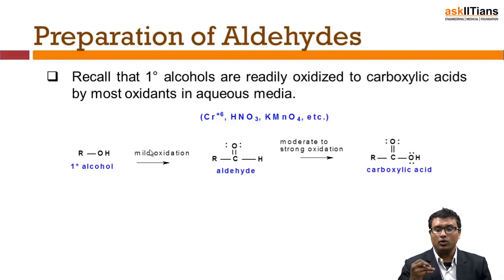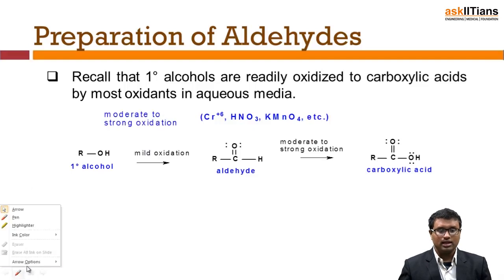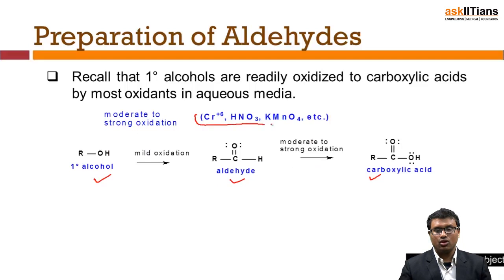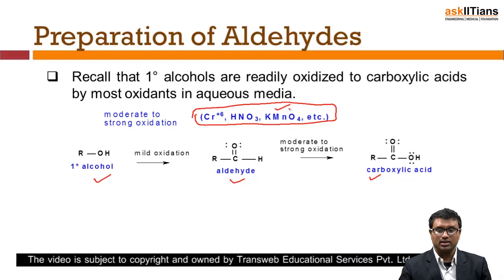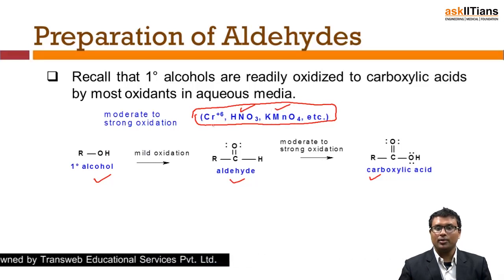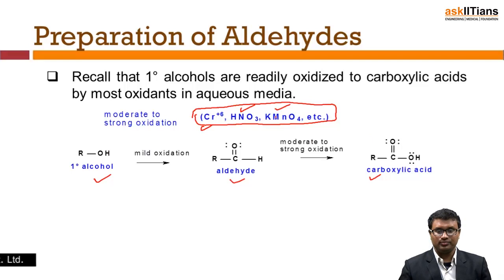Further, if you want to oxidize, you will get a carboxylic acid. So I can say that an aldehyde is an intermediate between your carboxylic acid and your alcohol. These are the famous oxidizing agents. KMnO4 is a strong oxidizing agent, HNO3 or chromium, all these are strong oxidizing agents. So you can also get an acid. If you are not doing mild oxidation, there is a possibility of getting acid also.